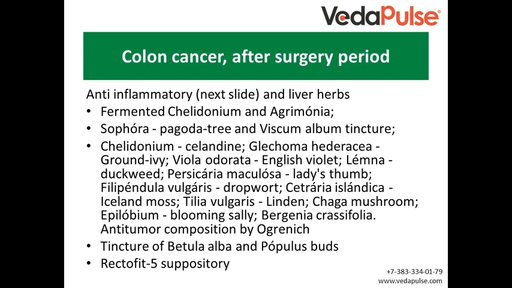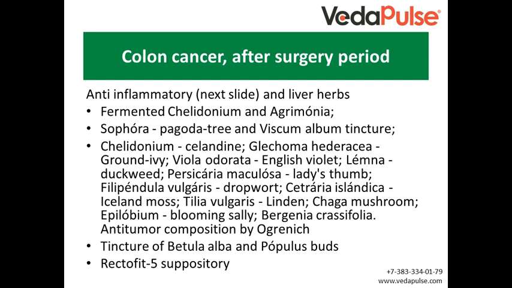We have also mentioned that it is important to prescribe anti-inflammatory support for patients who underwent surgery for colon cancer, to prevent inflammation, to prevent stricture of the intestine and metastasis. Here we use fermented chelidonium and agrimonia remedies, Sophora and Viscum album tincture, also the anti-tumor composition by Agrinich, tincture of Betula alba and Populus buds having antiviral effect, and the rectal suppositories that have been already mentioned.